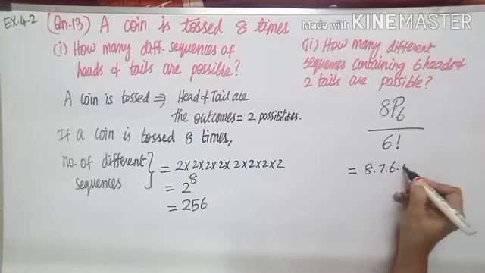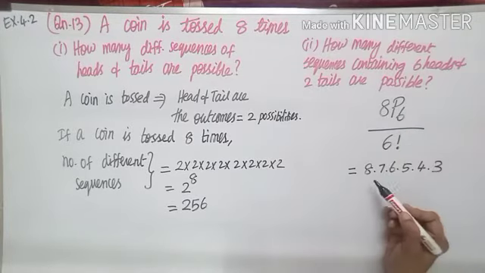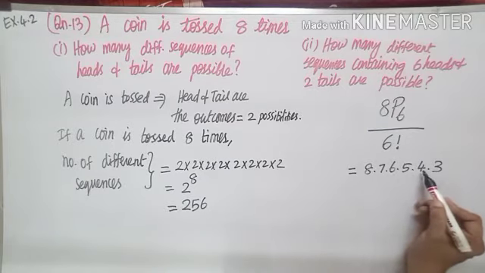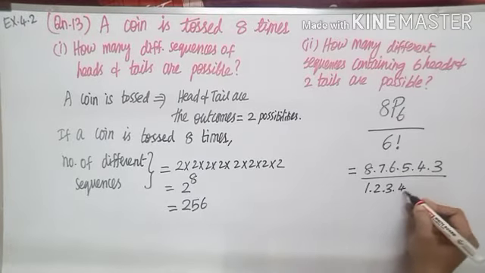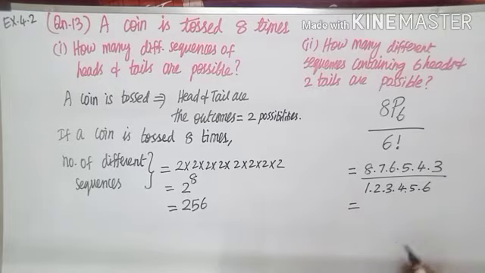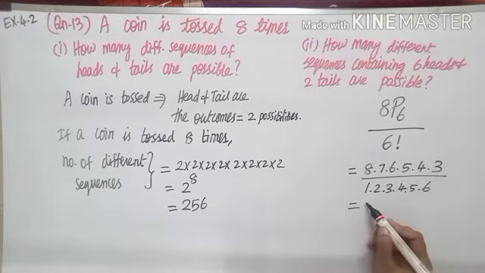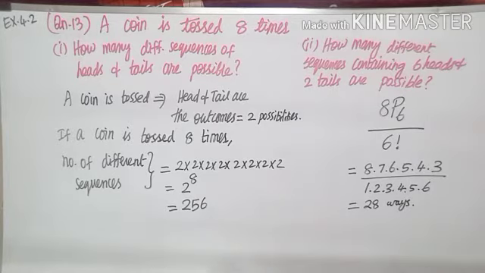8, 7, 6, 5, 4, 3. 6 numbers I have to write, starting from 8, less 1 each time: 1, 2, 3, 4, 5, 6 numbers. Divided by 1, 2, 3, 4, 5, 6. You can cancel and your answer is only 7 and 4 are left out. 28 ways. So the second subsection containing 6 heads and 2 tails, my answer is only 28.